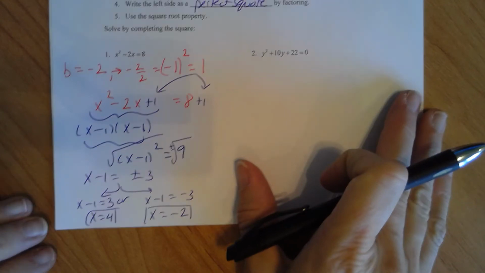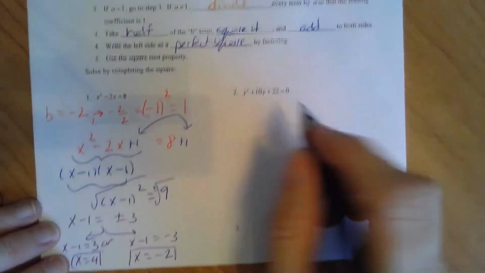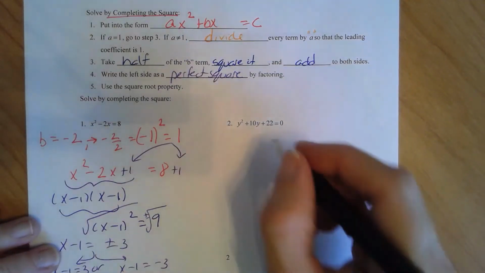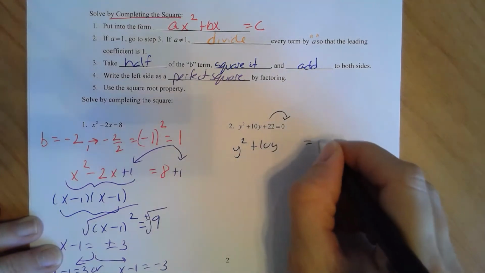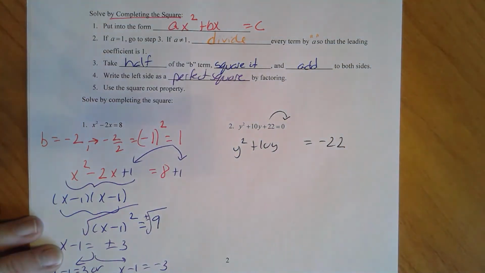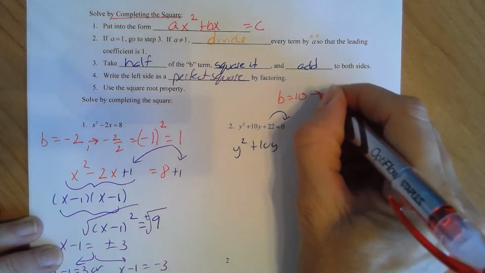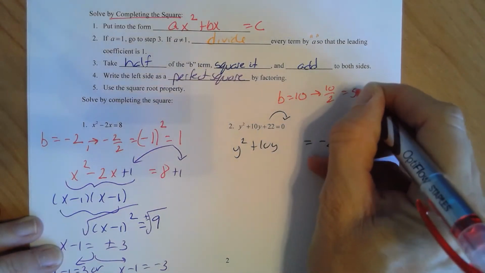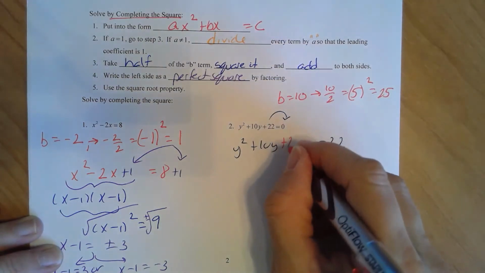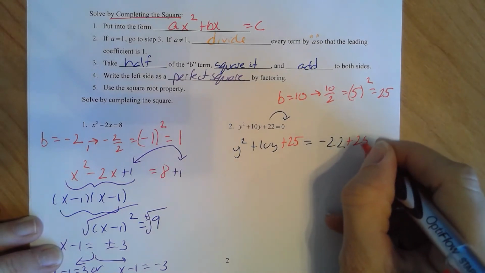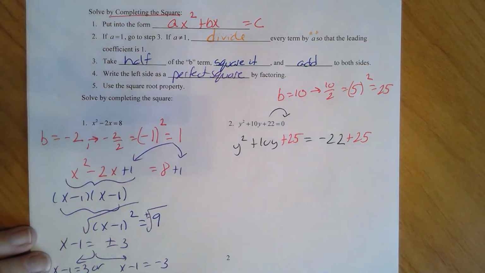We have y squared plus 10y plus 22 equals 0. If we want to solve by completing the square, the first thing we need to do is subtract the c over to the other side. So y squared plus 10y equals negative 22. Then what do we do? We take our b term, which is 10. We take half of 10, which is 5. We square it, which is 25, and we add 25 to both sides. So take half of your b term and square it, and then add it to both sides.